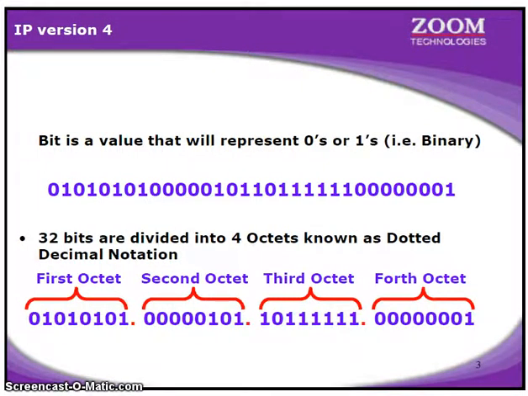The 32 bits of IPv4 are represented as a series of ones and zeros. These 32 bits are divided into 4 octets. This notation is known as dotted decimal notation. In total it has 4 octets.